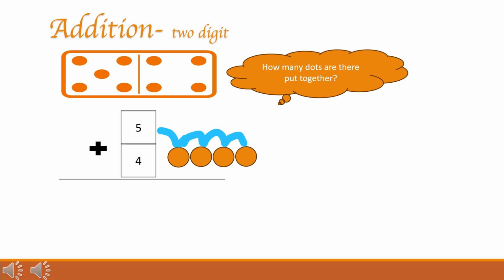And what do we do in addition? We do the forward counting from the larger number. So from 5 we will count up 4 places. From 5, the first place is 6, the second place is 7, the third place is 8, and the fourth place is 9. 5 dots and 4 dots put together will be 9 dots.